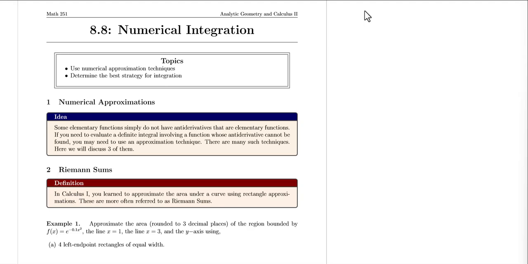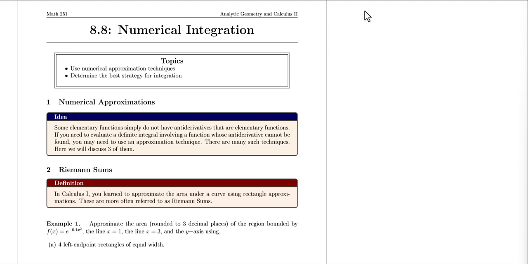Now, in the past couple of sections, we have talked about different integration techniques that can help us evaluate many different types of integrals. But the fact is that some elementary functions simply do not have antiderivatives that are elementary functions. Now, if you need to evaluate a definite integral involving a function whose antiderivative cannot be found, then you may need to use an approximation technique. Now, there are many such techniques, but in this video, we're going to be discussing 3 of them.